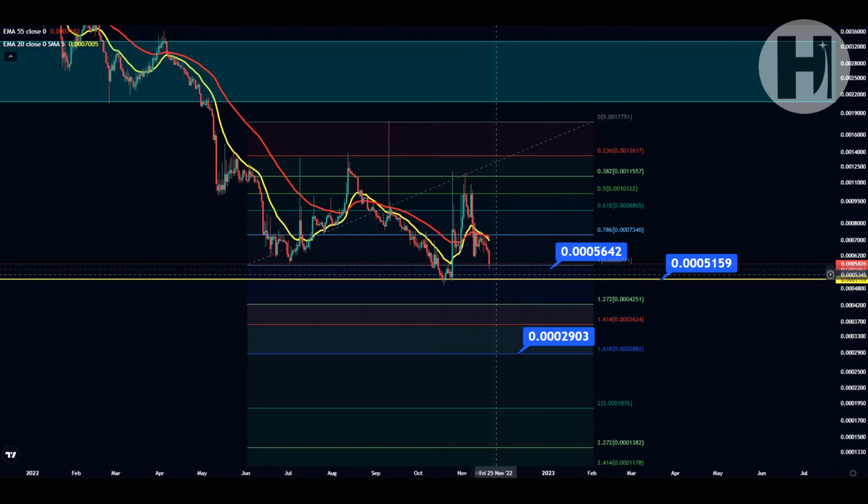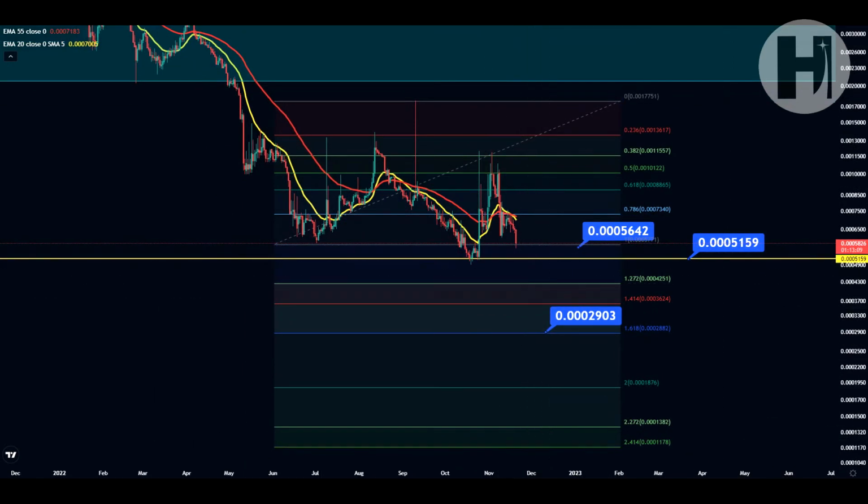Okay, and like I said, you have multiple support levels here to take a look at. If we start dropping back down, I would go all the way from the 1.272 all the way down to the 1.414, then to the 1.618.